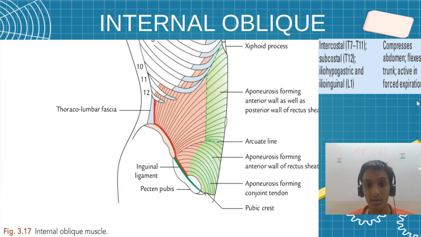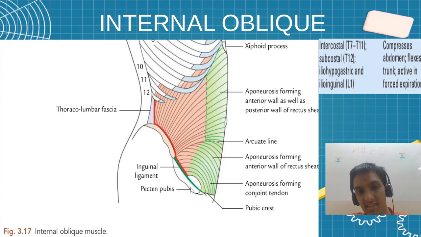Okay. Then internal oblique. It will be inside. That is from which ribs? 8th to 12th rib. The last 5 ribs. Okay. Insertion into the same iliac crest only, with the inguinal ligament also. Please add extra inguinal ligament.